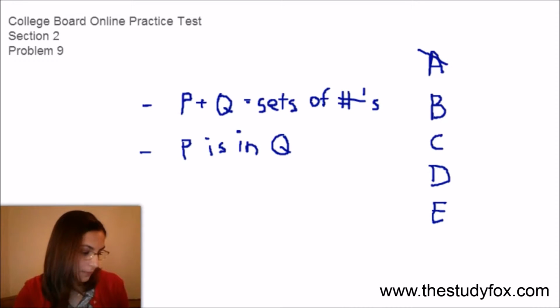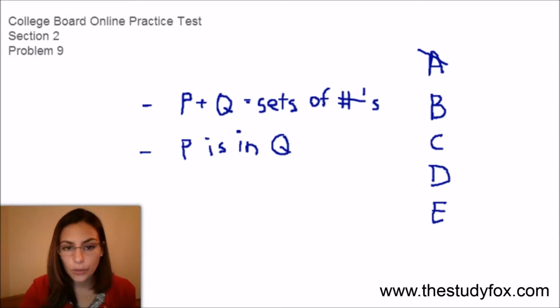Okay, B. 5 is in neither P nor Q. All we know is that if it's in P, it has to be in Q. But if it's not in P, and it's not in Q, I think that's fine. There's nothing in the rules that says that can't be the case. So B can be true, so we're crossing it out.